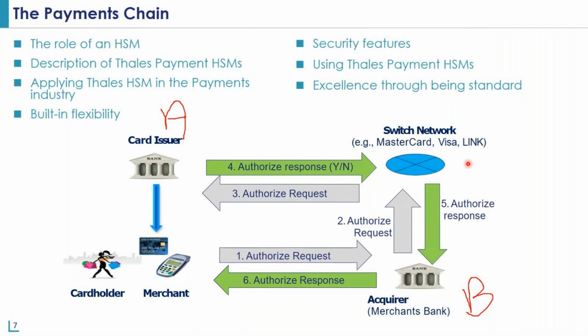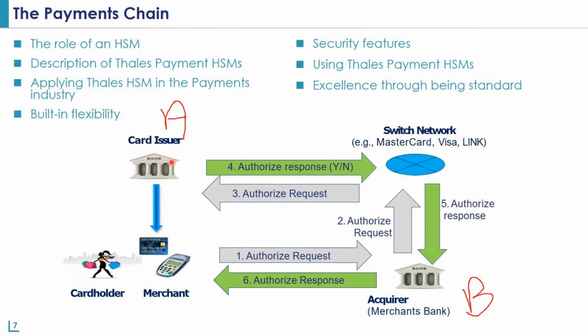Then this switch network will find out which bank you want to forward this request to, the issuer bank, bank A. Now your switch network will forward this request to your card issuer bank. This bank has information about your account, whether you have sufficient balance or not, whether the PIN you input is correct or not. Based on all these validations, a response will be sent, whether it will be approved or rejected.